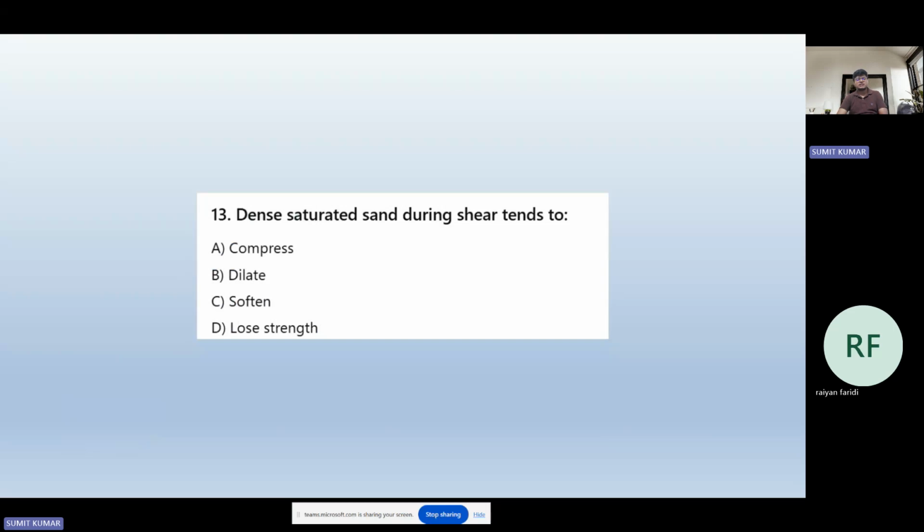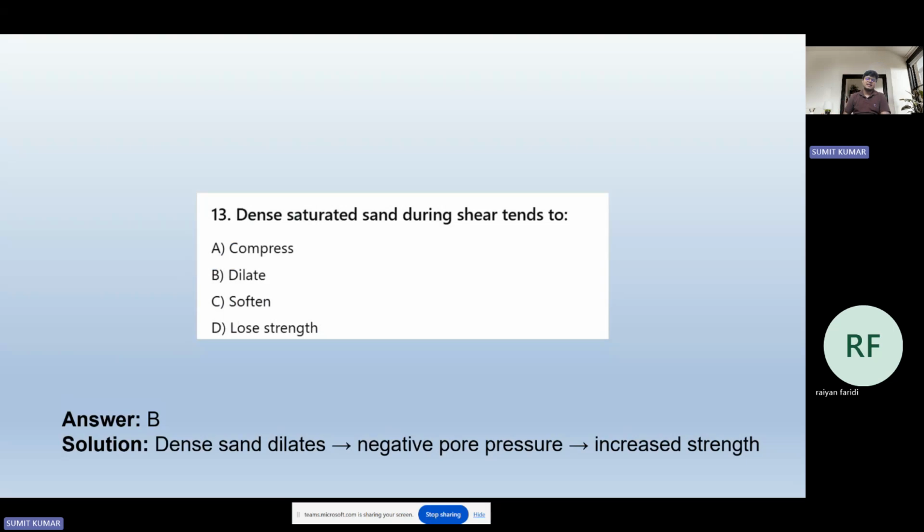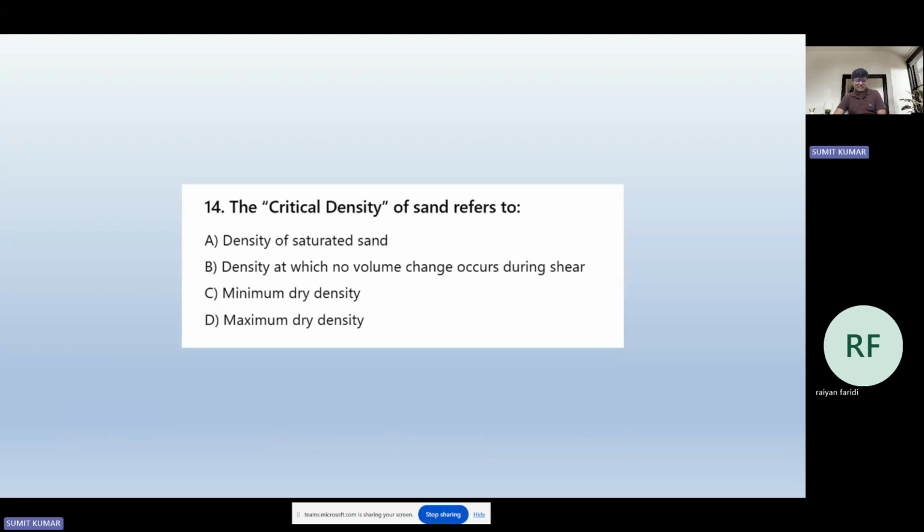Subsequently, dense saturated sand during shear tends to compress, dilate, soften, or lose strength. So dense sand dilates, and negative pore pressure develops. Hence, the strength increases. As the negative pore pressure develops, the effective stress also increases.